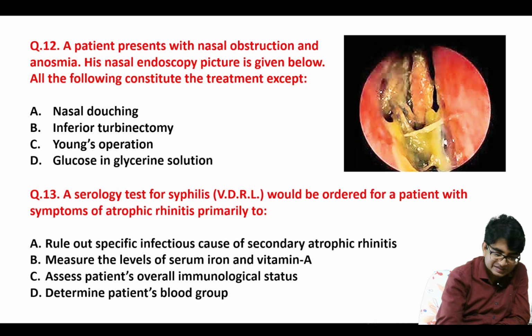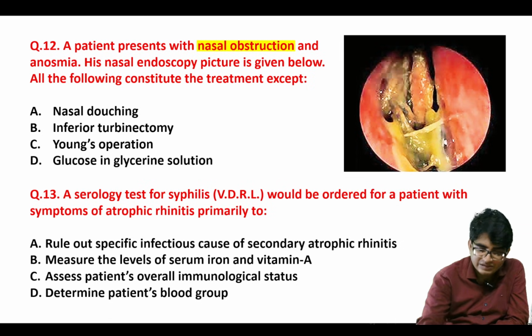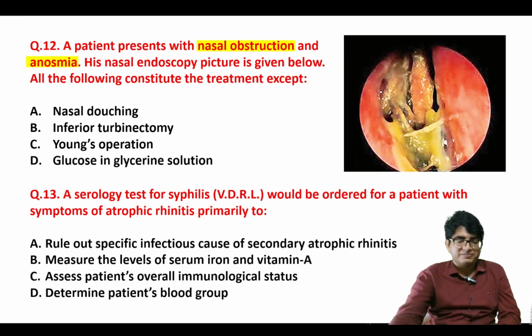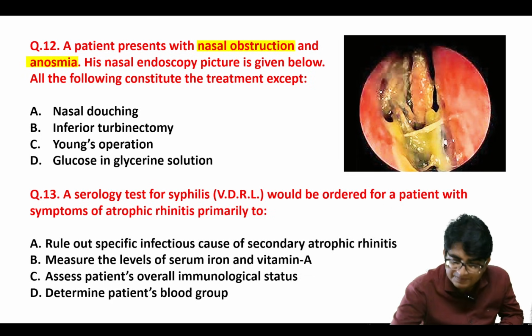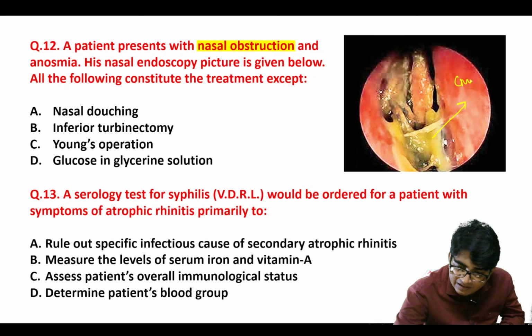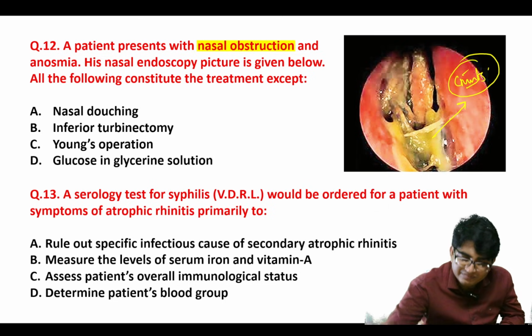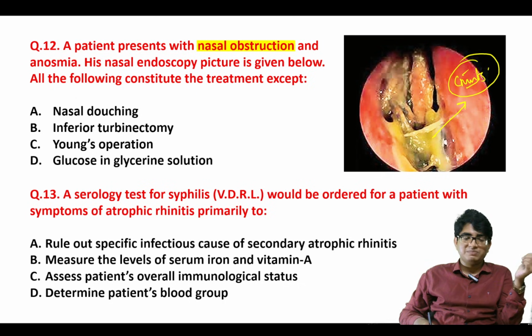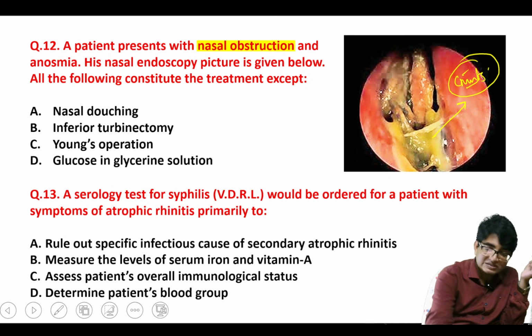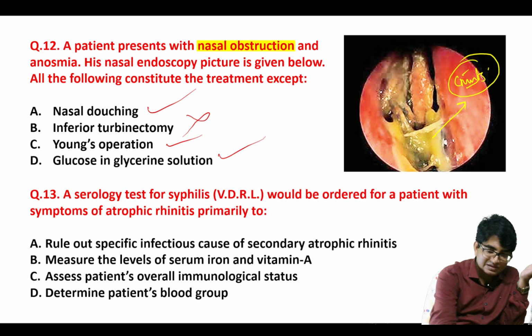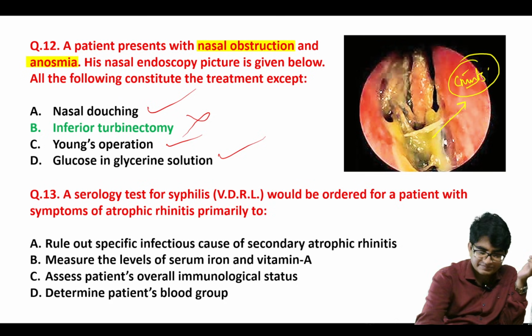Now the patient is presenting to you with nasal obstruction, anosmia. Her nasal endoscopy picture is given below. So what does it show? Again, the crusts. All of the following constitute the treatment except, you know already, na? Nasal dosing, yes. Infrared turbinectomy, never ever. Young's operation, yes. Glucose and glycerin, yes. So inferior turbinectomy is the answer of choice.